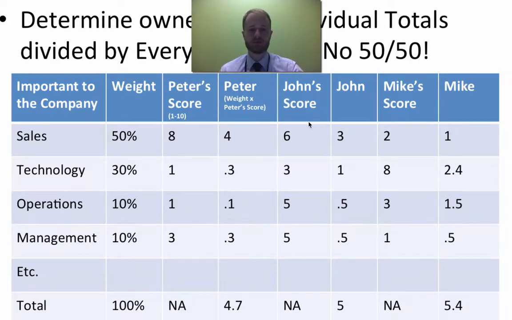So let's do mine now. I got an average score for sales at 6. Technology 3, operations 5, management 5.